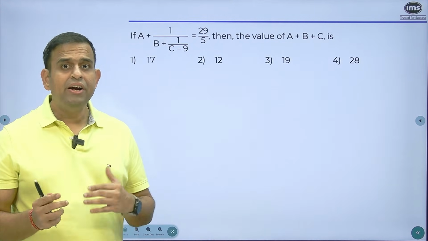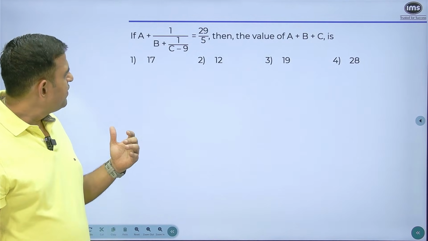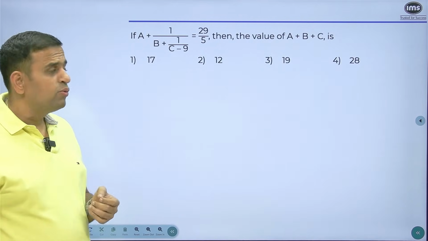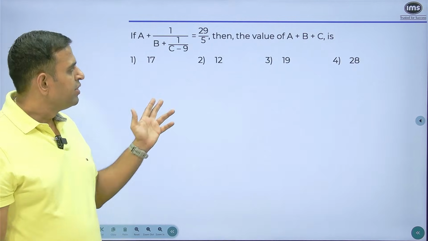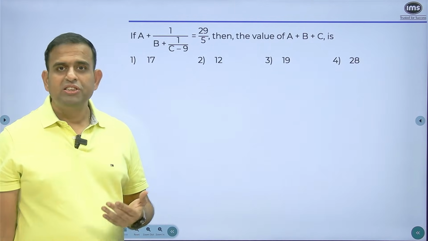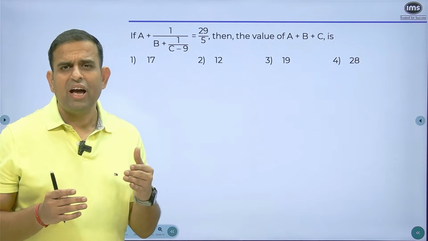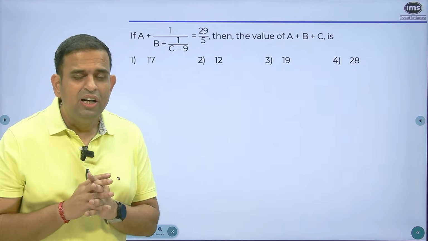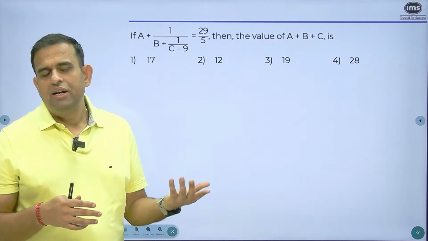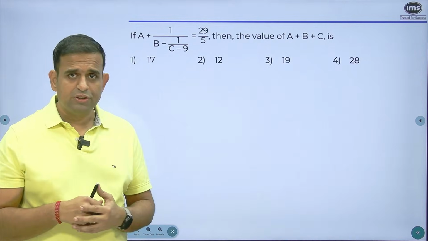The next sum happens to be slightly tricky, and again, many of you may find this to be on the difficult side. What they've given is A plus 1 upon B plus 1 upon C minus 9 is equal to 29 over 5, then find the value of A plus B plus C. The options are all proper positive integers. So by default, the assumption is that the values of A, B and C should be positive integers. Please note, they should have mentioned that explicitly. Otherwise, we may get multiple possible values of A, B, C, and some of them could be negative as well.